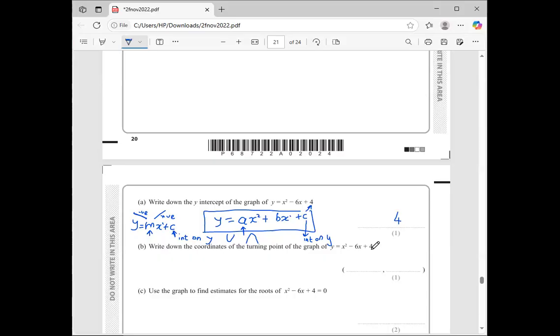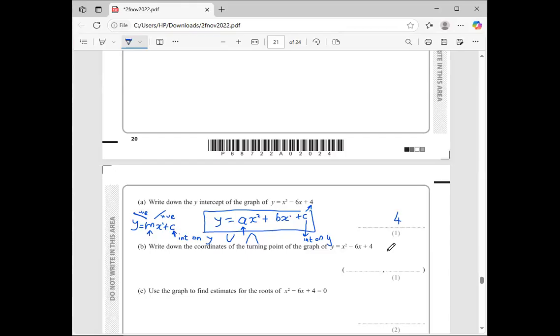Number one, you have to get a table of values. Number two, you need to now start plotting a graph. I want you to imagine for a minute what the implications are. Now, what we're doing now is simply using mathematical facts to get the answers. So when they say write down the coordinates of the turning point of this graph, can you guess what the turning point would be?